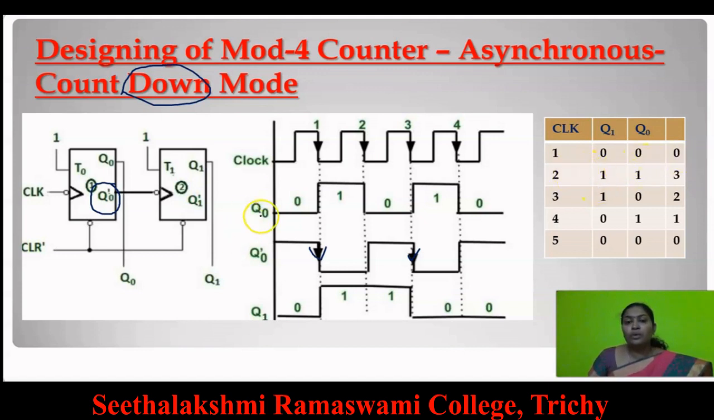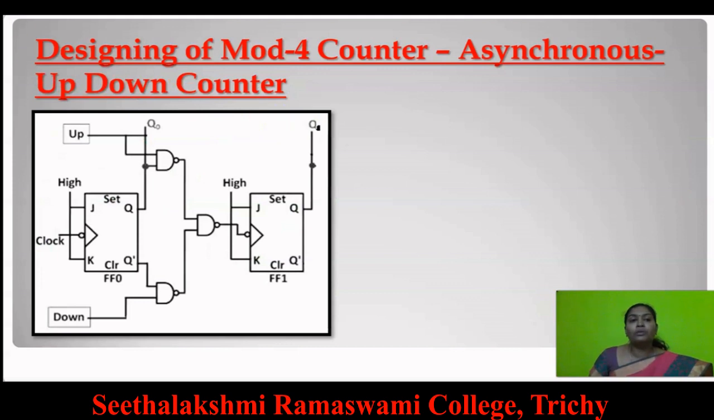So initially it is at one stage, and then it goes to the second, then it goes to 1, then it comes to 0, and again it will start at 3, not from 1. So this is the difference between count up and the count down mode. Now we are going to see about the subsequent up down counters.